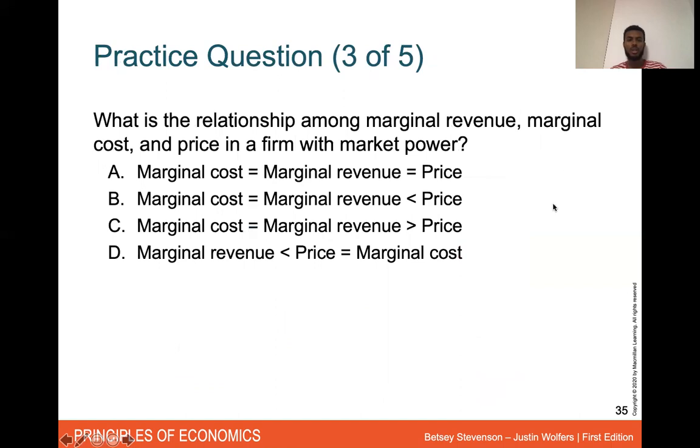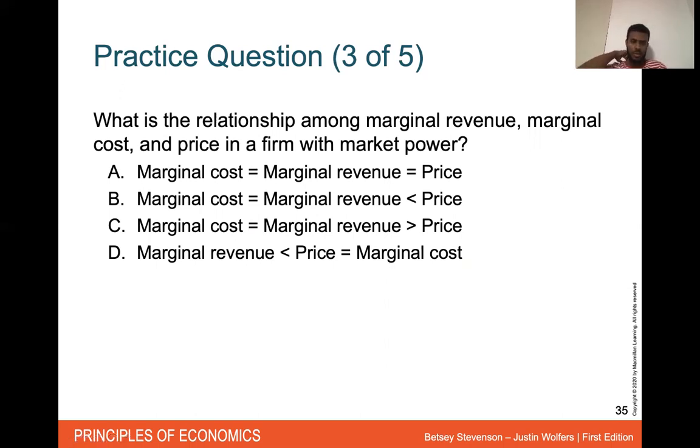All right, practice question number 3. What is the relationship among marginal revenue, marginal cost, and price in a firm with market power? Does marginal cost equal marginal revenue, which equals price? Is marginal cost equal to the marginal revenue, which is less than price? Or does marginal cost equal marginal revenue, which is greater than price? Or is marginal revenue less than price, which equals the marginal cost?